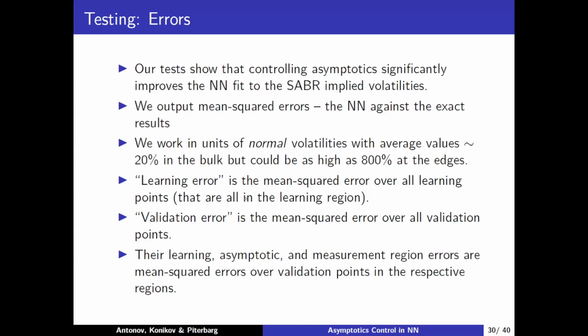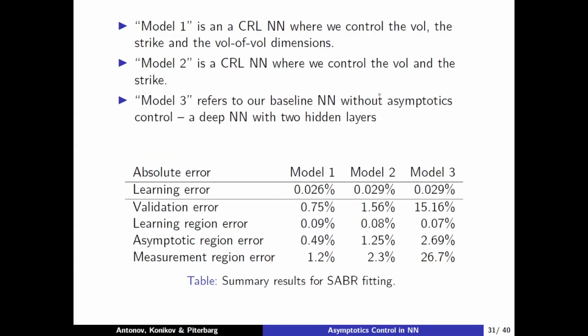So learning error is a mean squared error over all the learning points, right? Then we concentrate on validation error of another simulation set. And inside this validation error, we will distinguish the learning, asymptotics, and measurement region errors, such that we pick up the points of this validation set that lie in the learning region, calculate the error, then we do it for the asymptotics and measurement and the whole. So we'll see that everything is more or less consistent with our theoretical constructions.